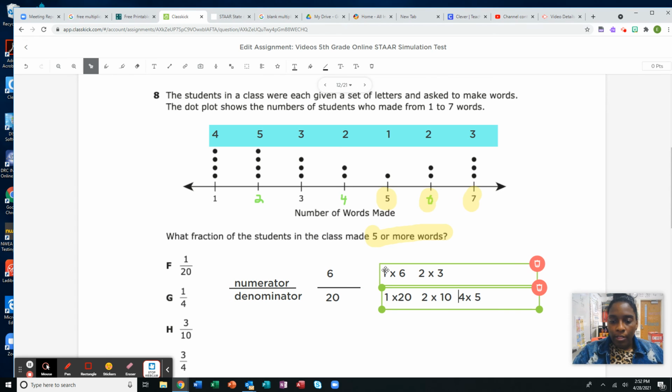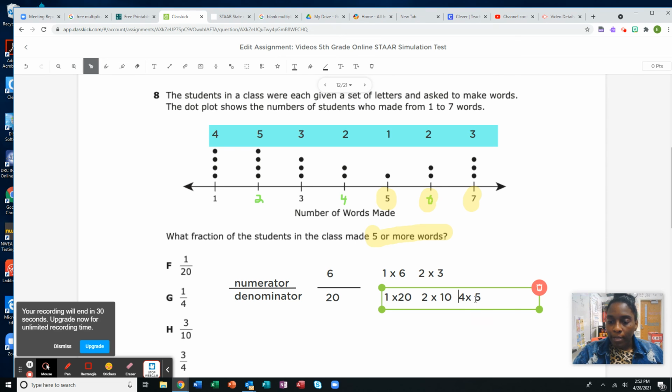Next, I'm going to look for the number that they both share in common. They both have a 1. They don't have a 6 or a 20 on this line or this line. They do both have a 2. There's no 3 down here. There's no 10 up here. There's no 4 up here. And there's no 5. So my greatest common factor that they share in common is 2.